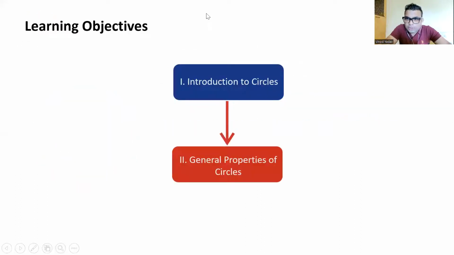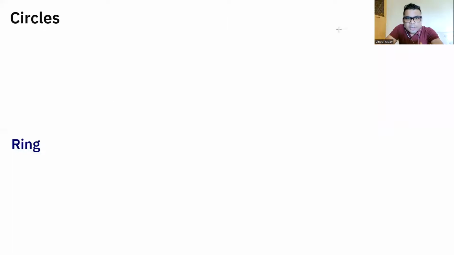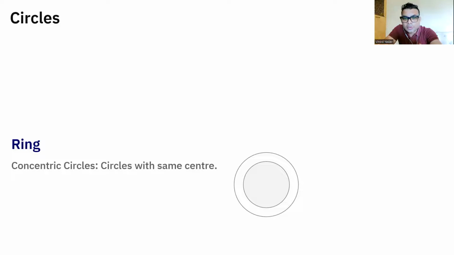Okay, now general properties. Before that, one more thing. Something about a ring. When I say ring, you all obviously know, you can visualize, you have seen what a ring is. So something like two concentric circles. Now, what do I mean by concentric circles? Circles having the same center, concentric. So you can see these two circles have the same center. This portion is like the portion of the ring.